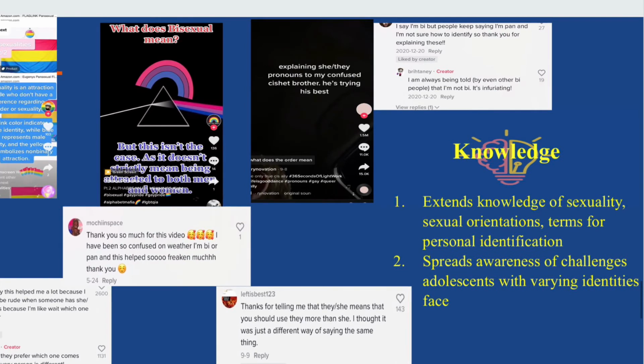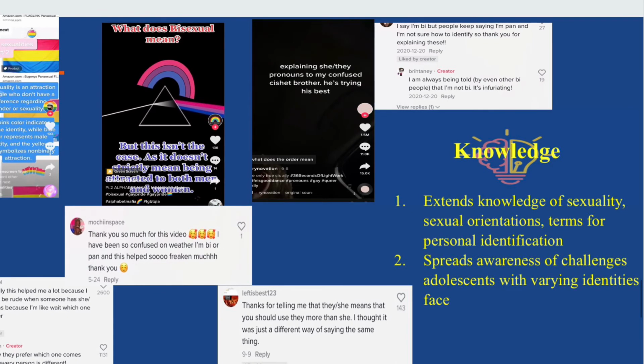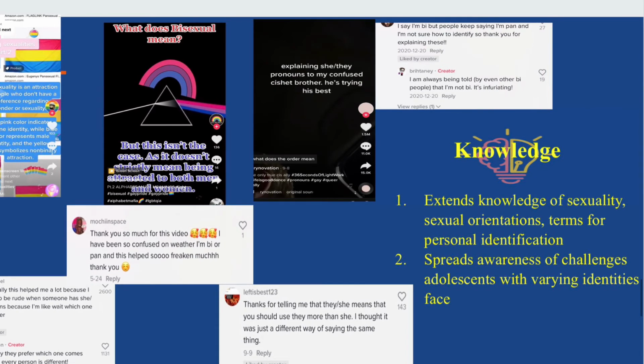A lot of adolescents also have a variety of reasons for choosing to consume this content, like learning about diverse identities that they or someone they know may identify as, or the content also validates their personal experiences. So in these examples picked out for the knowledge slide, a lot of these TikTok creators create content that give definitions or explanations of different gender identity and sexual orientations.